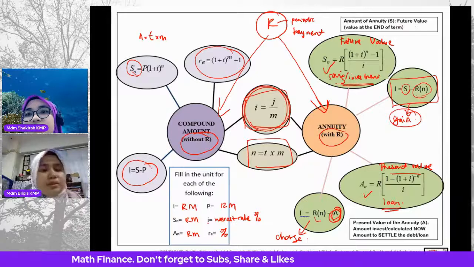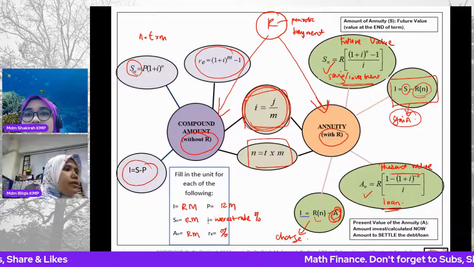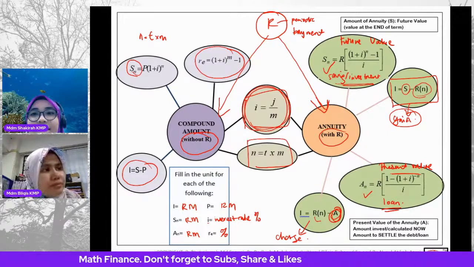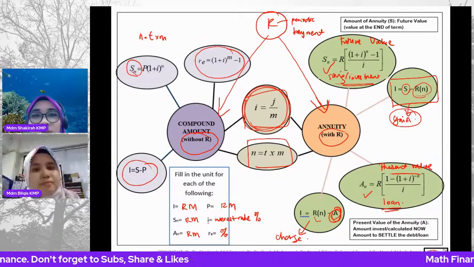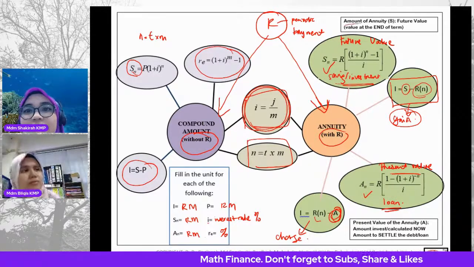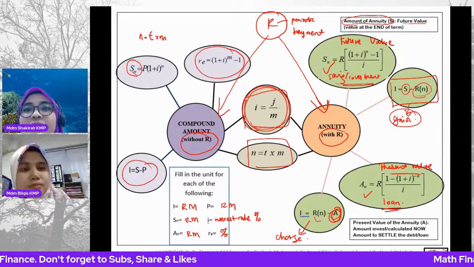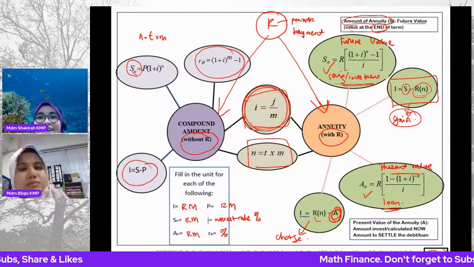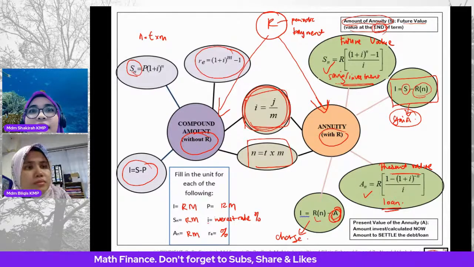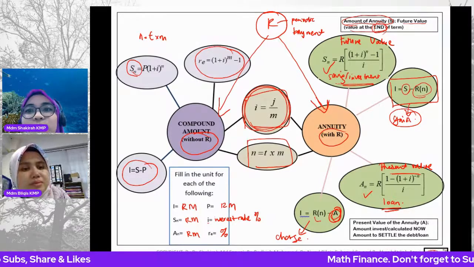Alright, so now your amount of annuity. Soalan tu dia akan guna perkataan value at the end of term. Kita kena tahu dia. The hint or the clue to ensure that your question is future or present value. The clue is here: amount of annuity as future value. Kat soalan tu mesti dia akan cakap find the value at the end of term, or find the sum that I need to get at the end. So you know it is about future value.